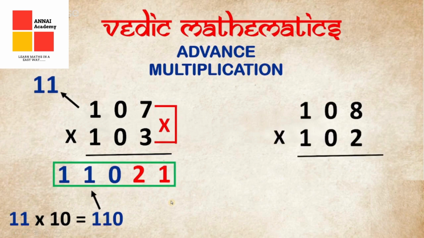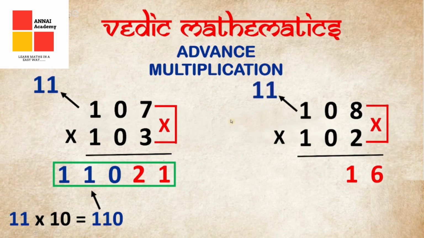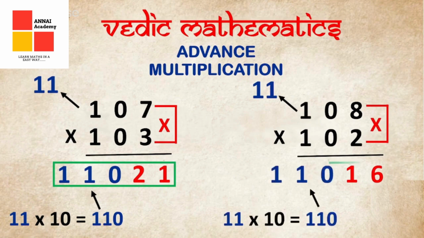Now we will multiply 108 by 102. Multiply the number of unit place. 8 by 2 will be 16. Write 16 in your answer. This is the answer of your right hand side. For left hand side, now we will take 10's successor. 10's successor is 11. Write 110 in your left hand side.